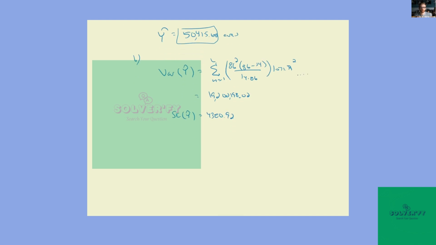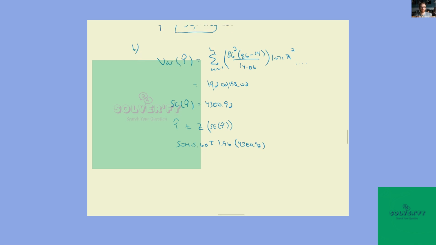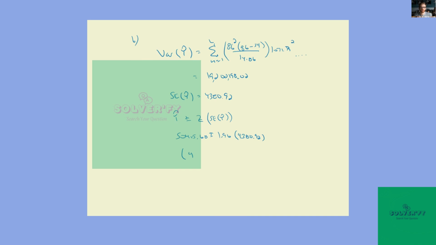A 95% confidence interval is given as y hat plus or minus a critical z times the standard error of y hat. And so that'd be 50,415.68 plus or minus 1.96 for 95% times 4,380.92. So we get a lower boundary of subtracting, which is 41,827.88, and an upper boundary of 58,998.48 acres.